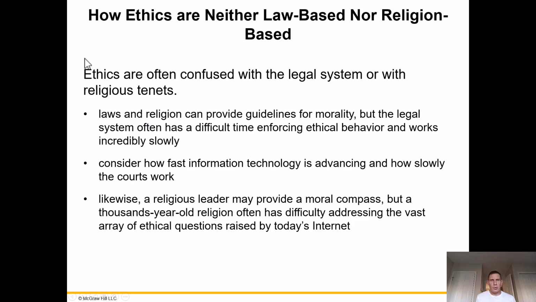Now, ethics are often confused with the legal system or with religious tenets, and neither one is correct. Laws and religion can provide guidelines for morality, but the legal system often has a difficult time enforcing ethical behavior and works incredibly slowly. Consider how fast information technology (IT) is advancing and how slowly the courts work. Likewise, a religious leader may provide a moral compass, but a thousands-year-old religion often has difficulty addressing the vast array of ethical questions raised by today's internet.